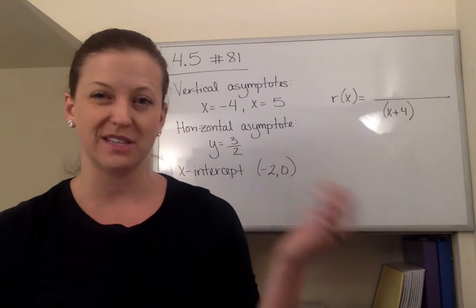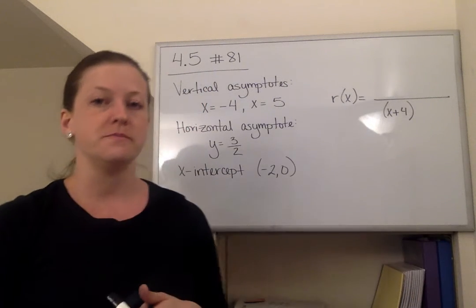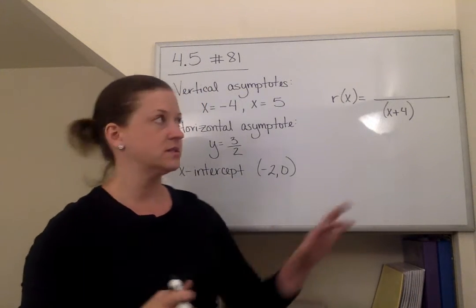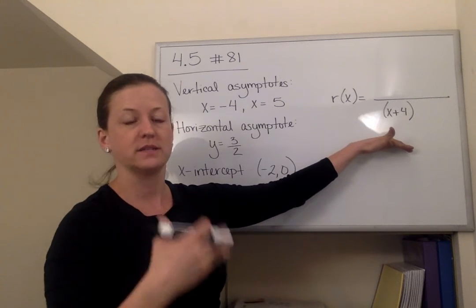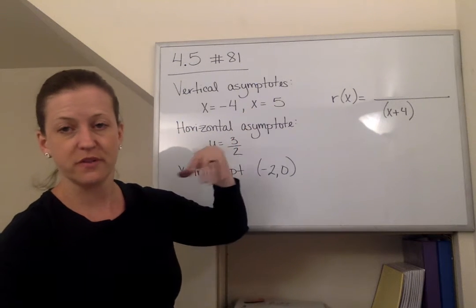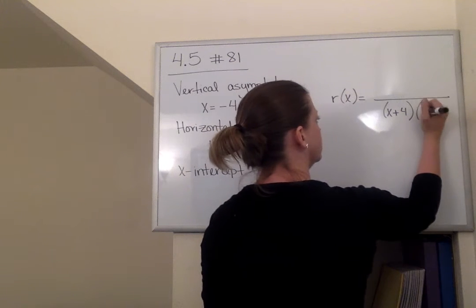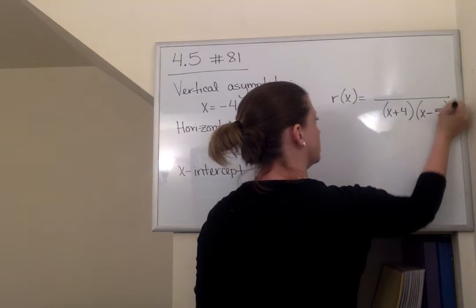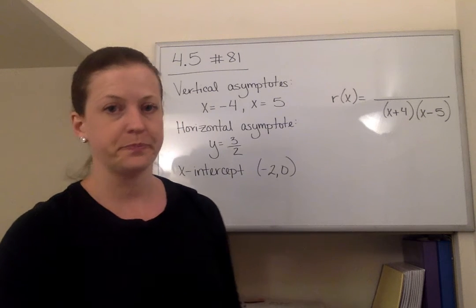It's just like when we did the zeros in 4.3 and 4.4, relating zeros to factors. If x equals -4 is a zero, then x plus 4 is a factor. And then x equals 5 is one of your asymptotes, so that means that x minus 5 is a factor of your denominator, okay?